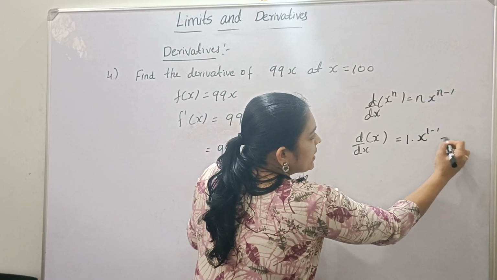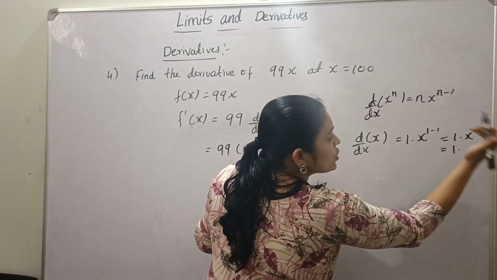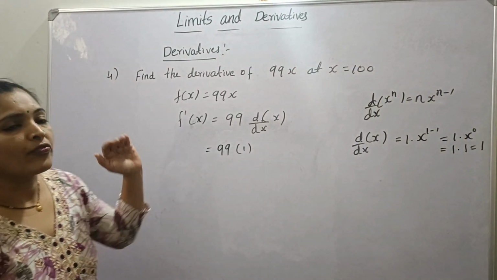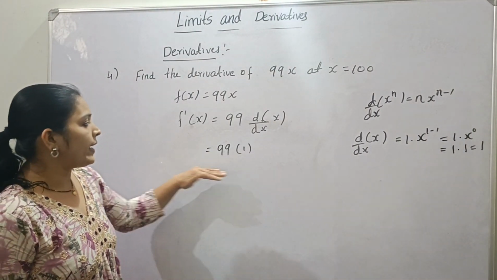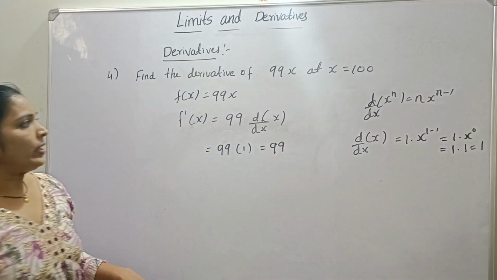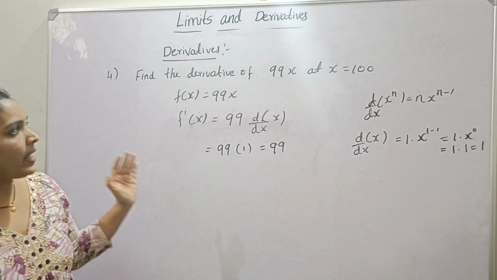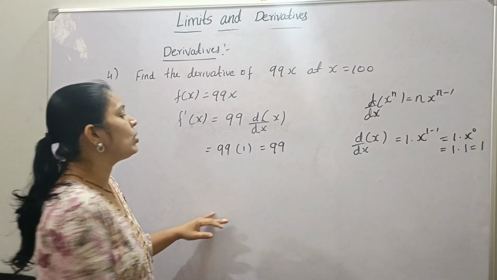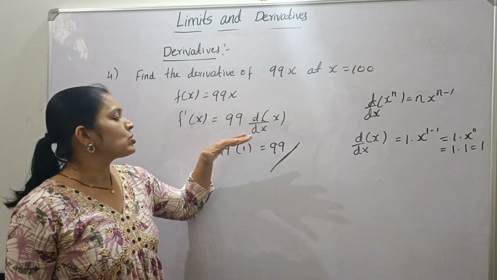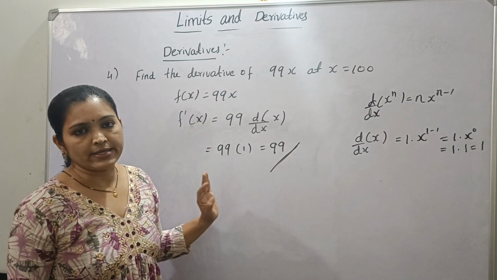So 1 minus 1, that is 1 into x raised to 0, that is 1 into x raised to 0 is 1, that is 1. So remember, d by dx of x is 1, okay? Therefore 99 into 1, that is 99. So here it is given the derivative of f of x, that is 99 into x at x is equal to 0. See here, no variable, right? So it's a constant. So at x is equal to 100, the derivative is 99 itself.